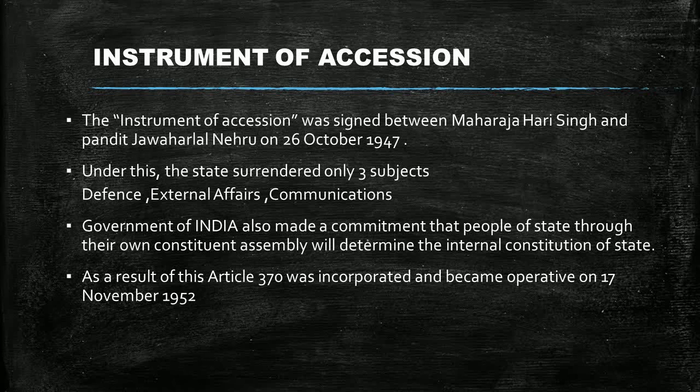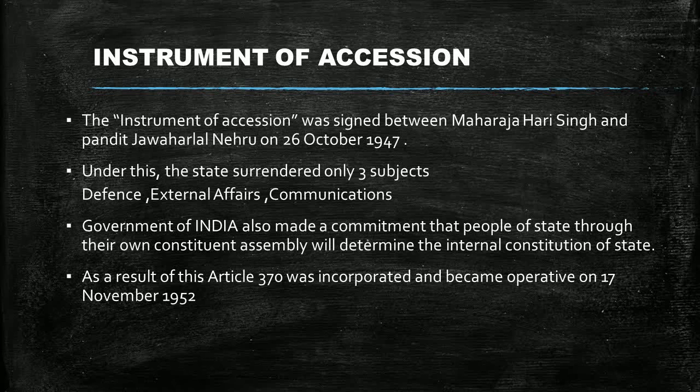Now to understand the Article 370, we need to understand the instrument of accession. Now the instrument of accession was signed between Maharaja Hari Singh and Pandit Jawaharlal Nehru on October 26, 1947 after the tribal invasion. Now under this, the state surrendered only three subjects: defense, external affairs and communications. Furthermore, Government of India also made a commitment that the people of the state through their own constituent assembly will determine the internal constitution of the state.